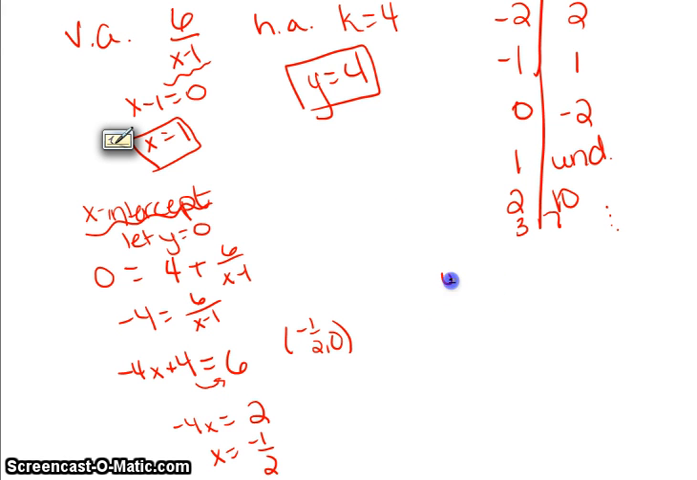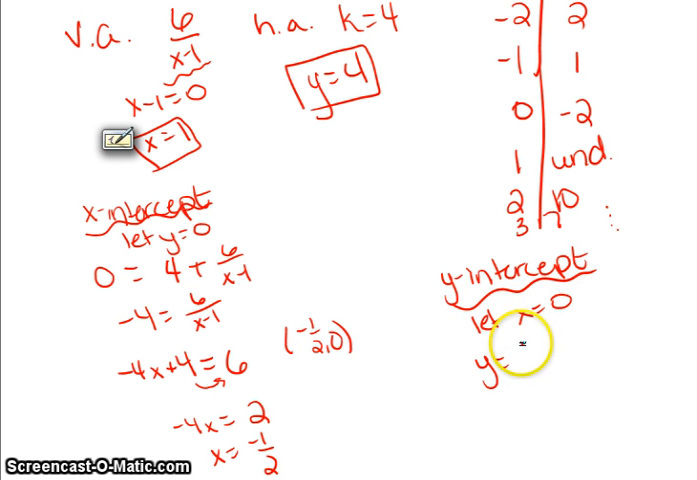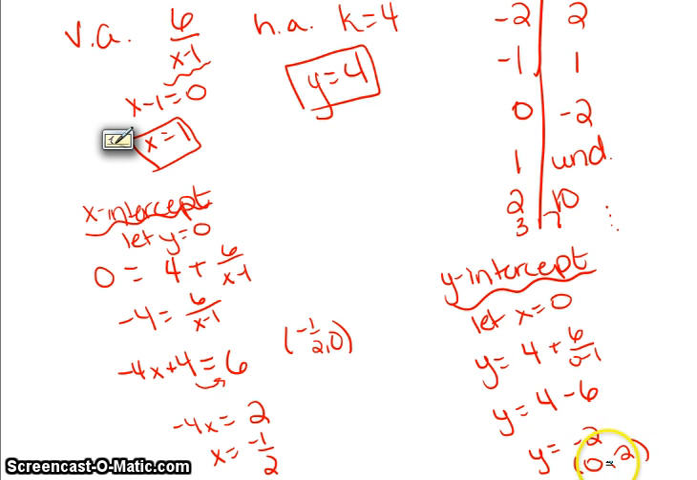So then our next one is our y-intercept. And this is where we let x equal 0. So here we have y is equal to 4 plus 6 over 0 minus 1. That'd be negative 1. So 6 divided by negative 1 is just negative 6. Then we have that y is equal to negative 2. So you could either leave it in this form, or you could write it as coordinates. We have 0 and negative 2.